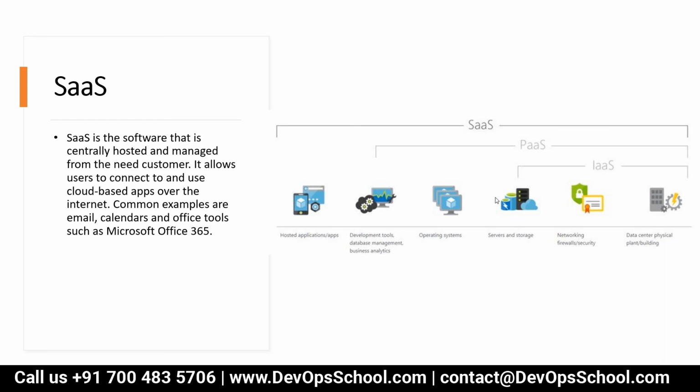Software as a service is the uppermost layer of cloud computing. Basically, it is software that is centrally hosted and managed for the customers. It allows users to connect to and use cloud-based apps over the internet. Let me give you a simple example. Right now, we are connected with Teams, right? GoToMeeting, correct? Either Teams, GoToMeeting, or Skype, these are software as a service.